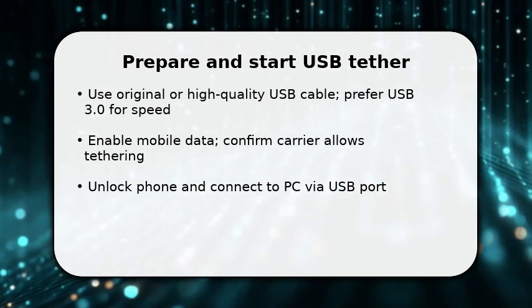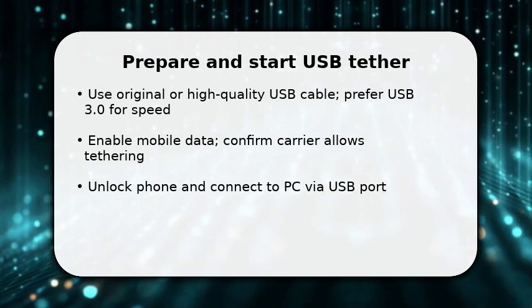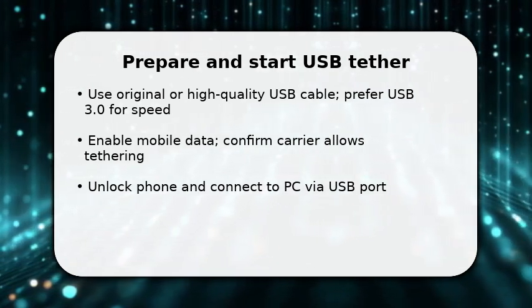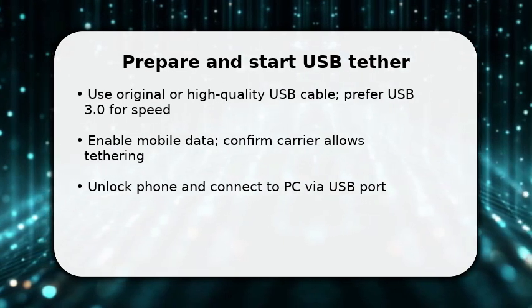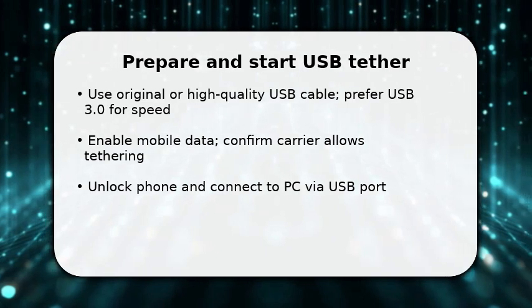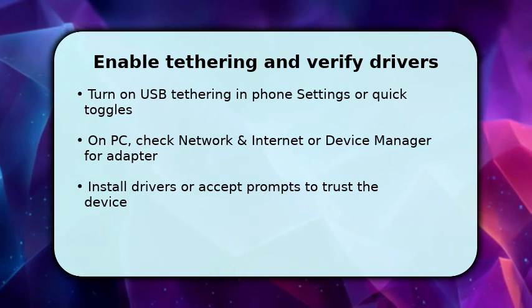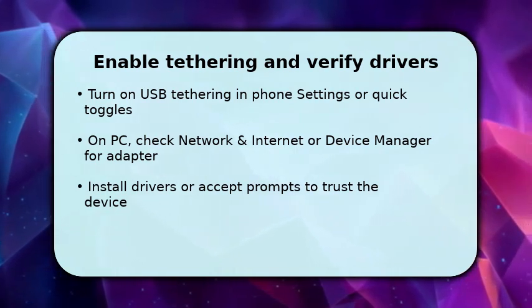On most phones, select the USB mode prompt. On others, open Settings and search Tethering. At this point, you're ready to enable the tethering feature and let the PC detect the new network. Once done, enable USB tethering on your phone, usually under Network and Internet or Connections, so the phone shares mobile data as a USB network.